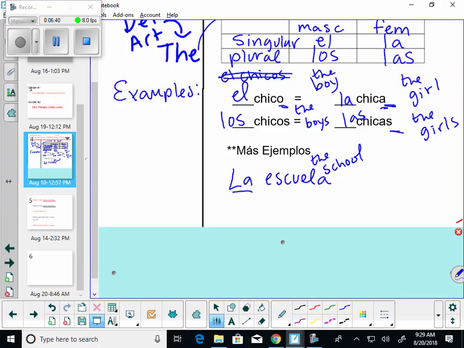So if I want to say these schools, what do I do to it? Las escuelas. Okay, and that makes it plural. Now those were feminine. So somebody give me a masculine example. What's a masculine noun?